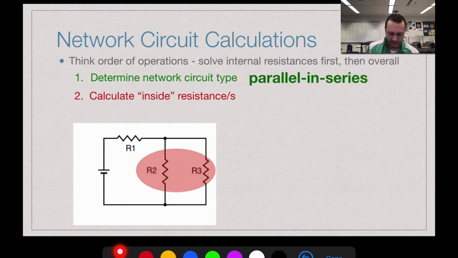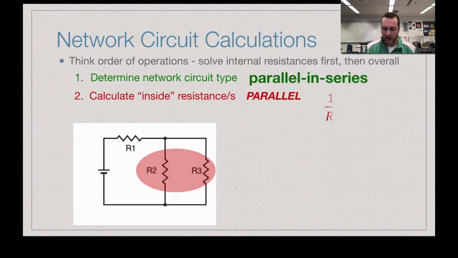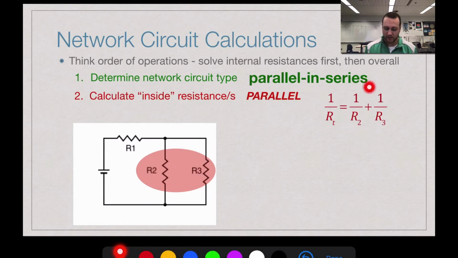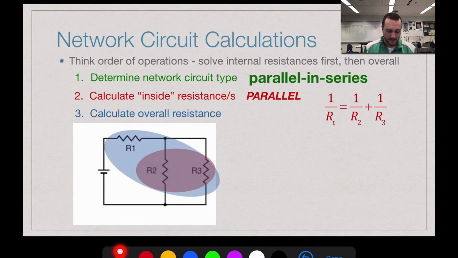So our inside resistances here are going to be our parallel ones, which means we're going to use our reciprocal rules to be able to find what our total resistance is. Then we look at the overall, or the outside, right? The whole inside-out method of solving this.